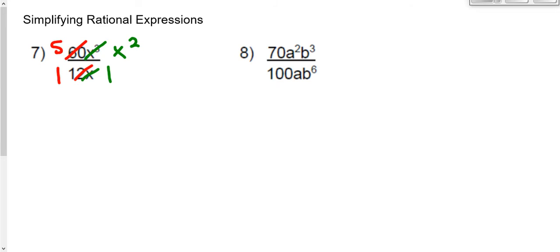Now all I have to do is multiply the terms that are left. I end up with 5x squared in my numerator, and my denominator is just the number 1, so I don't even have to write it. It's invisible. Let's take a look at question 8.